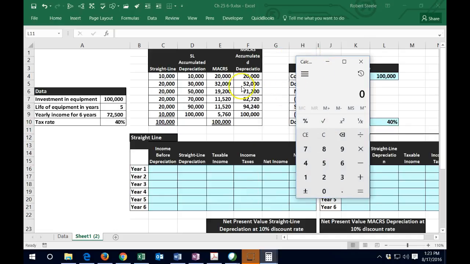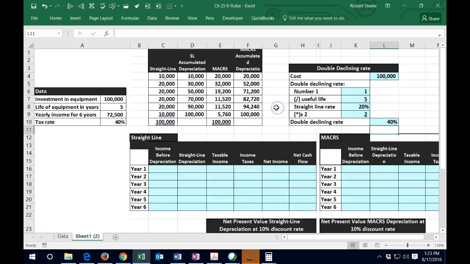So therefore, this first 20,000 is calculated as the 100,000 times 0.4, which would be the 40,000, and then we would take that and divide it by 2 because it's half the year again. There's the 20,000. And then in year 2, it would be 100,000 minus the 20,000 that we did in year 1. We're going to take that book value and multiply it times 0.4. And so that's where we're getting the 32.